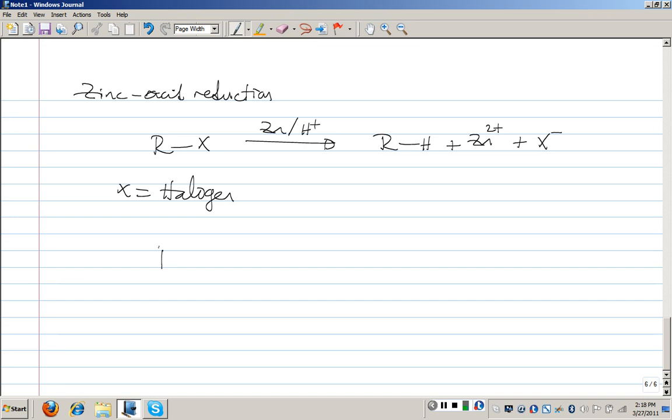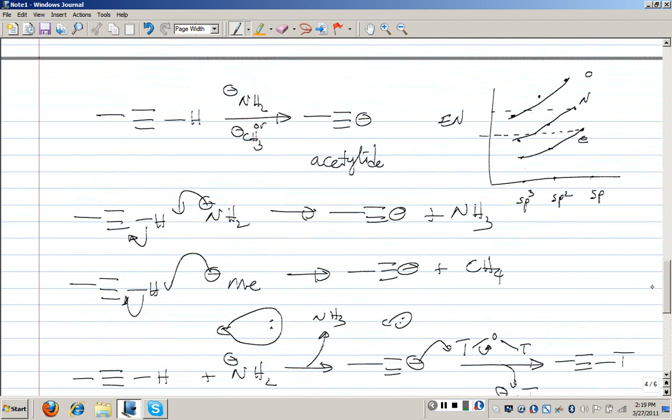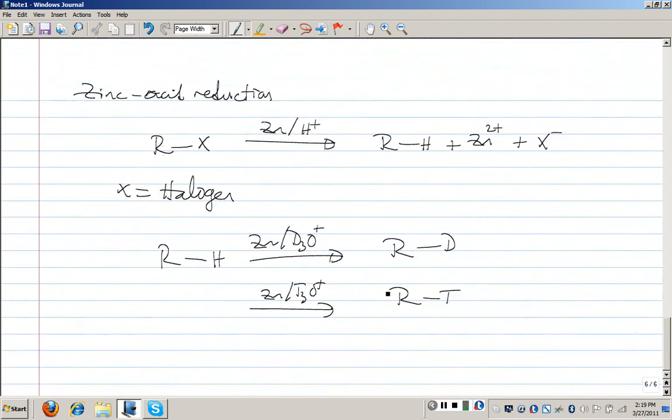Well, there's no reason why it has to be H+. H+ is really H3O+. If I use zinc and D3O+, I'll make RD. If I use zinc and T3O+, in other words, TCl in T2O, or T2SO4 in T2O, I'll make RT. So I can introduce labels into organic compounds either by a simple acid-base type reaction, as we did in the previous case, or I can do it in this fashion.